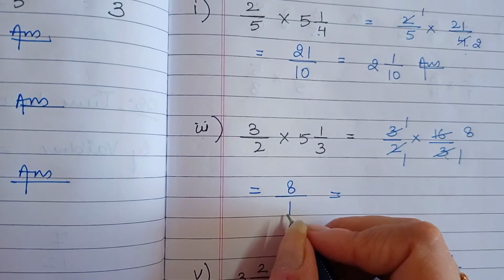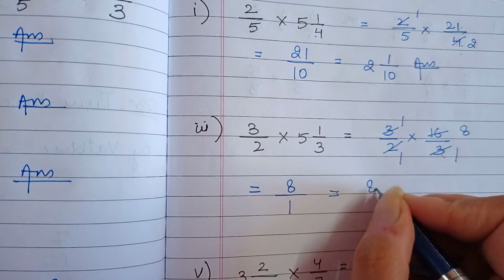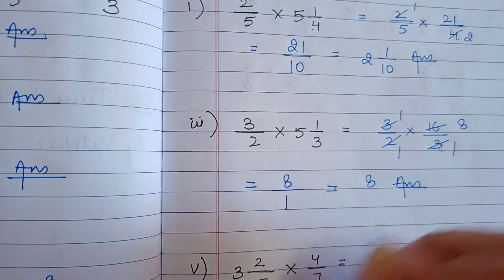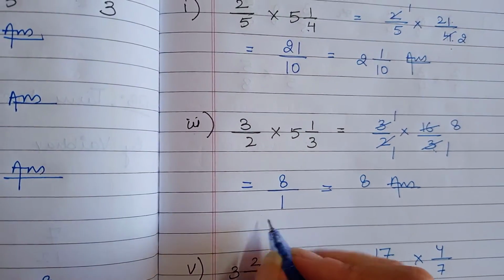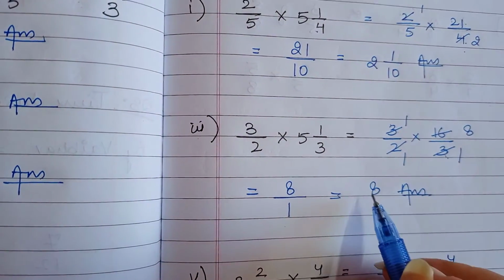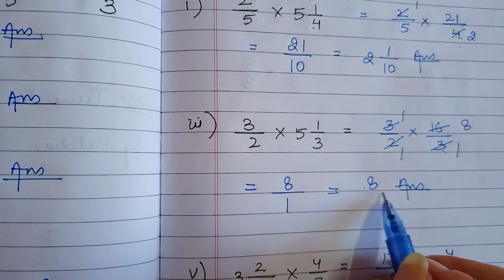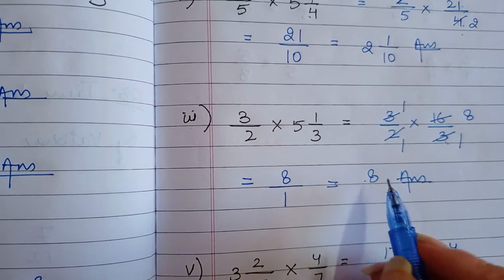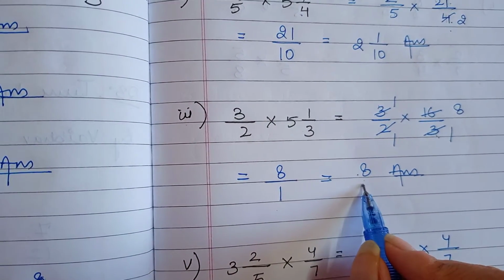Remember children, whenever you are getting 1 as the denominator, we can simply remove it from the denominator. There is no compulsion to write it like in a fraction. It is understood that if I am writing 8 as a whole number, it has 1 as the denominator. So for your third part, the answer is 8.